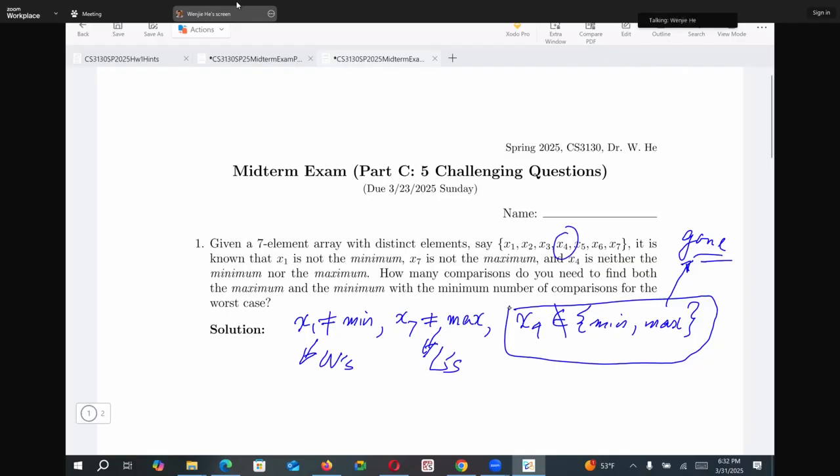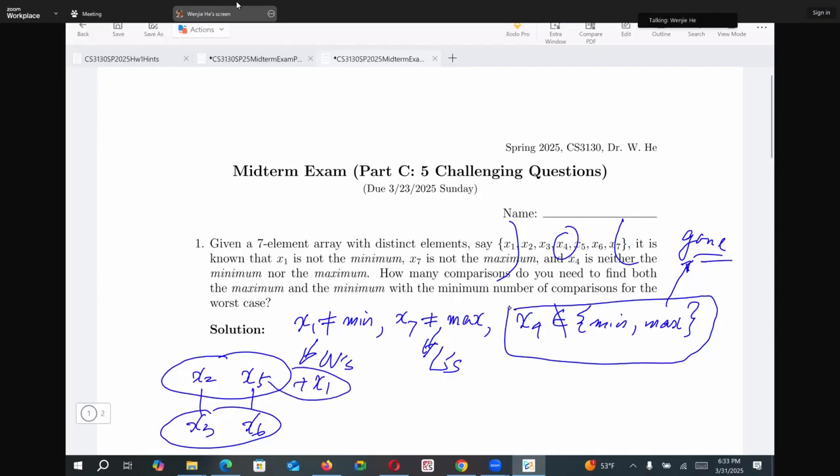And 1, 7. Then with the remaining elements, you form two pairs: X2, X3 and X5, X6. Then winners group, losers group: in the winners group you add X1, and in the losers group you add X7.